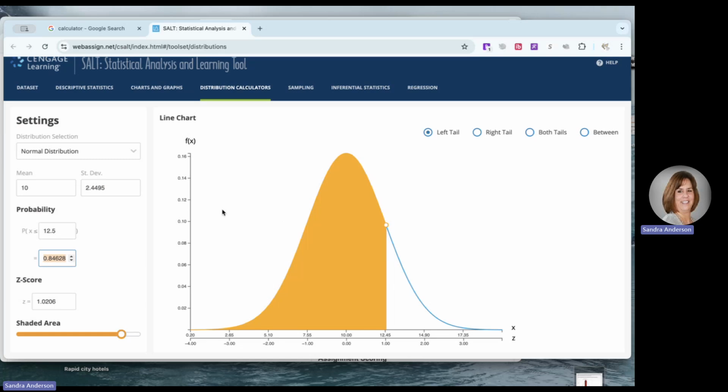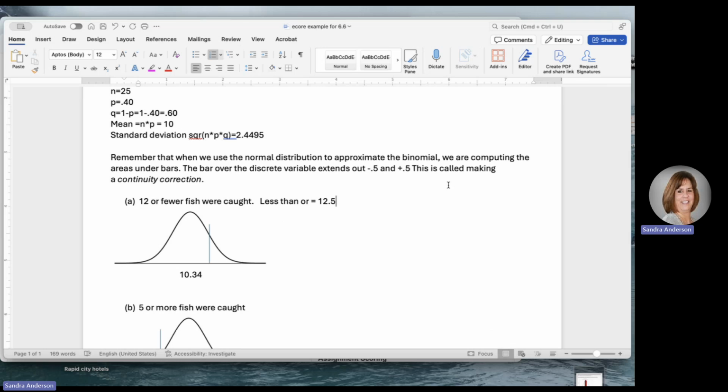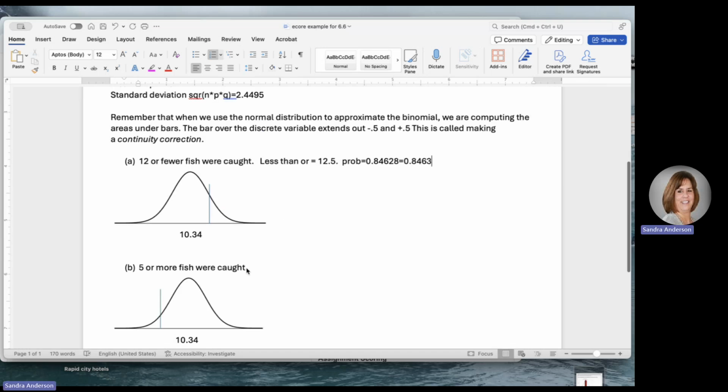So the probability that we would catch 12 or fewer fish is 0.84628, and we want to round that to 4 decimal places, so 0.8463. Great. Okay, 5 or more fish are caught.